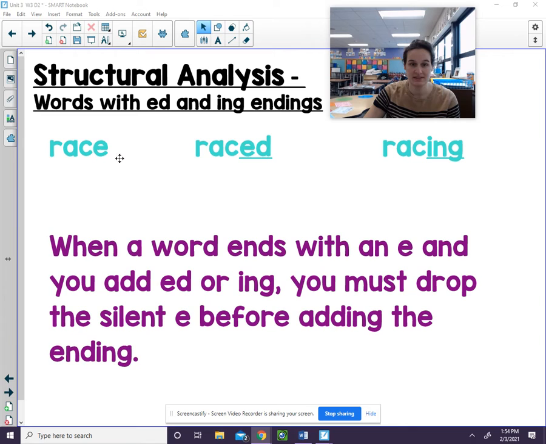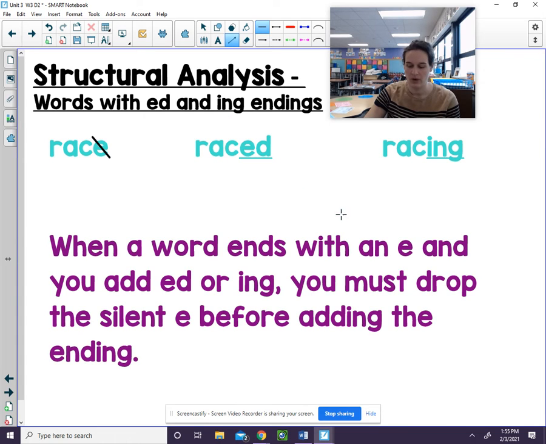We have race, raced, and racing. When a word ends in a final E, you drop the E and then you add ed. So when ed is added to a verb or an action word, it tells about something that happened in the past. So raced happened in the past.